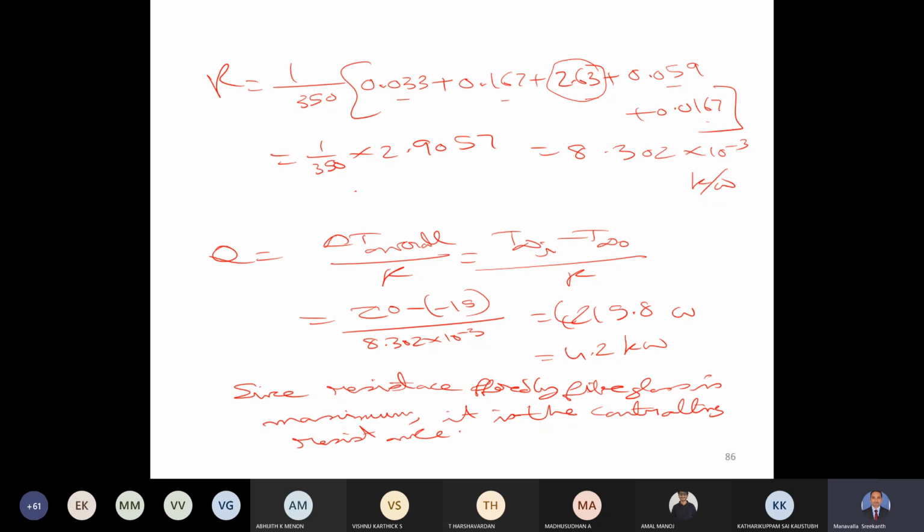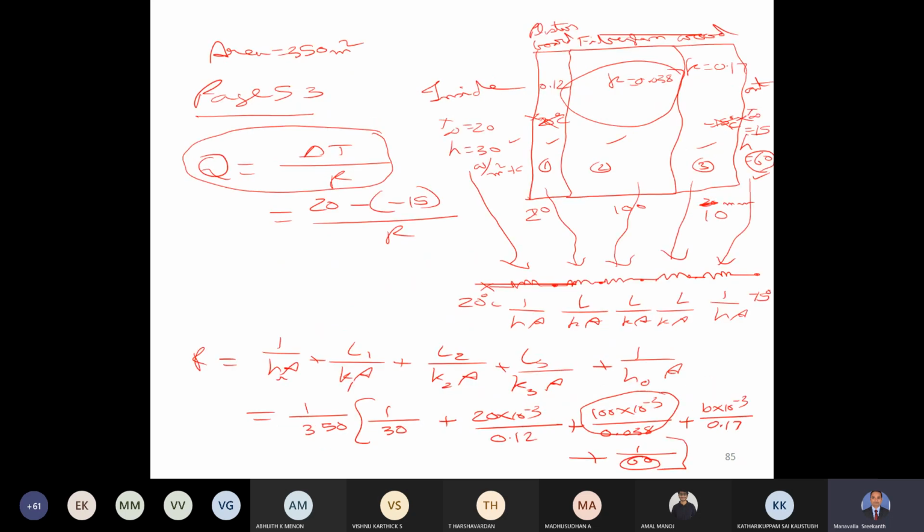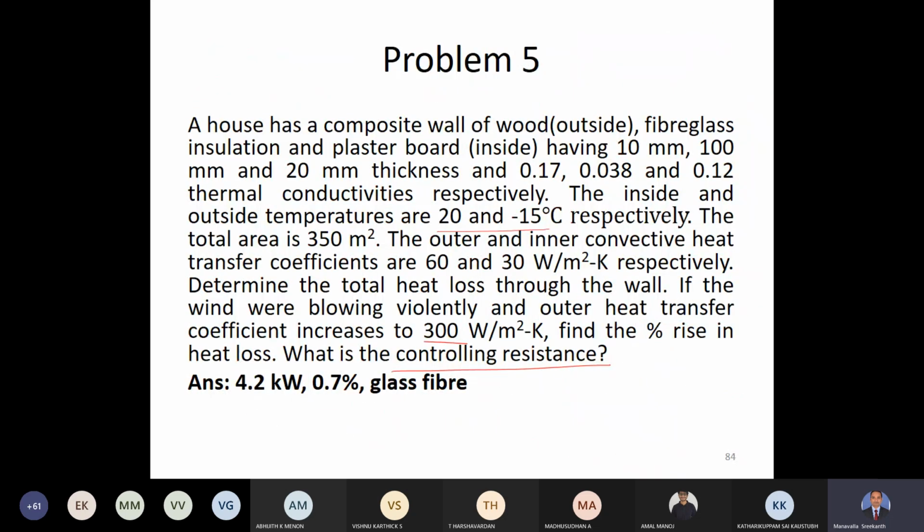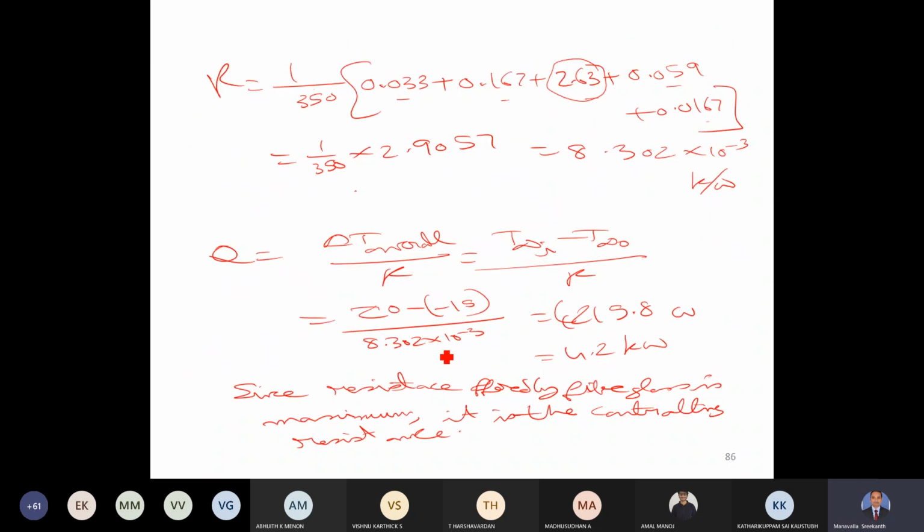That means, now you see here in this problem, this heat transfer coefficient on the outside was changed from 60 to 300, and you can see that there is only a 0.7% increase in the heat transfer coefficient. 0.7% is very, very little. That is because this outside heat transfer is not the limiting or controlling resistance. Something else is. What is this? We found out from the magnitudes of the resistances that the fiberglass is the controlling one.